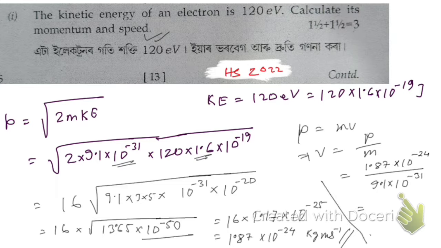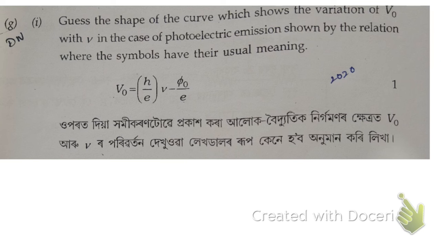Let me use calculator to calculate this. So it's gonna be approximately 2.05 into 10 to the power 6 meter per second. This is the speed, right? So now let me take the next question. This was asked in 2020. Let me answer this question.